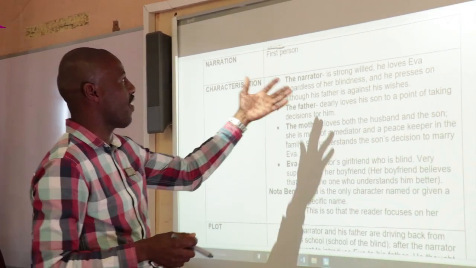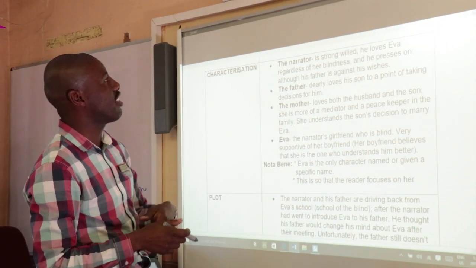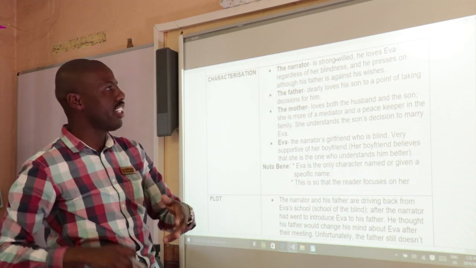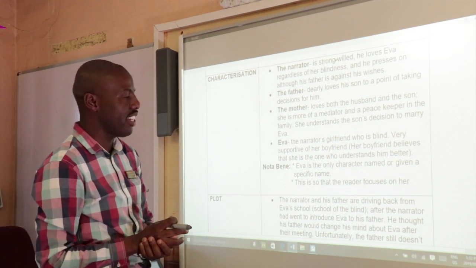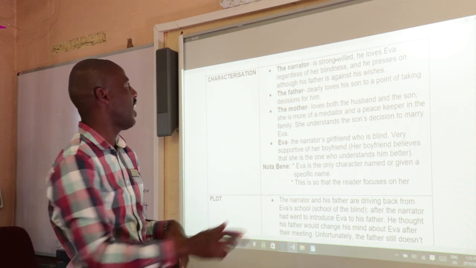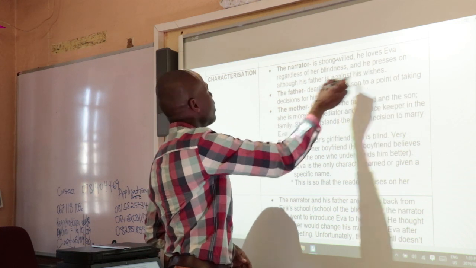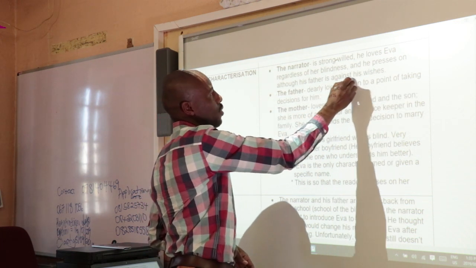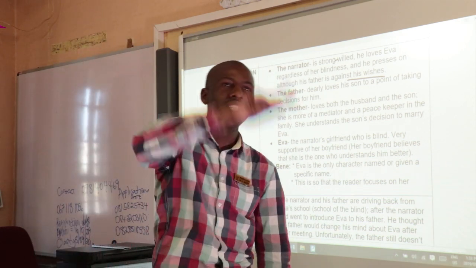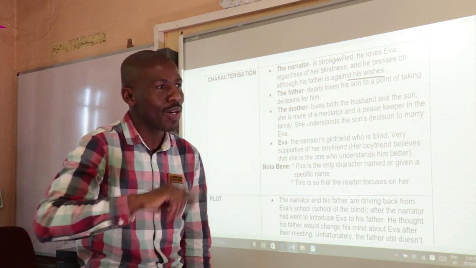Characterization, the characters, the narrator or the speaker. He is strong-willed. This is a hyphenated word. Strong-willed, he loves Eva regardless of her blindness. He loves her deeply, regardless, unconditionally. And he presses on, although his father is against his wishes. He said, I want to marry this woman. And the father said, over my dead body, no son of mine is going to marry someone who is blind.